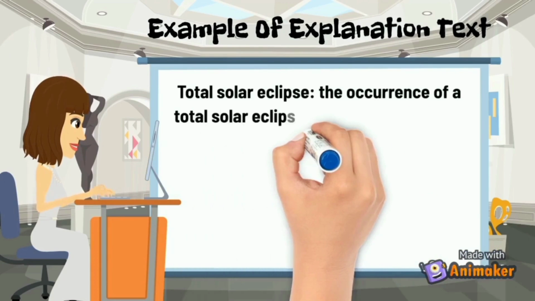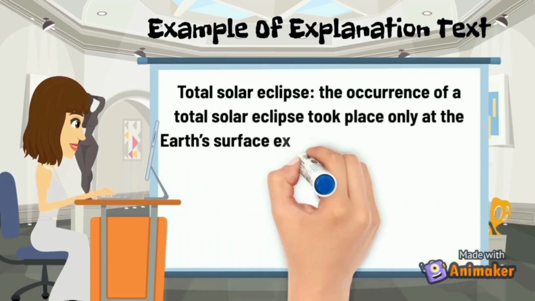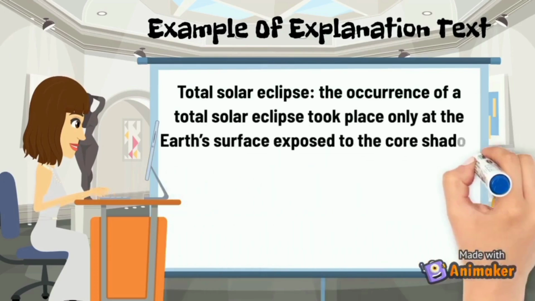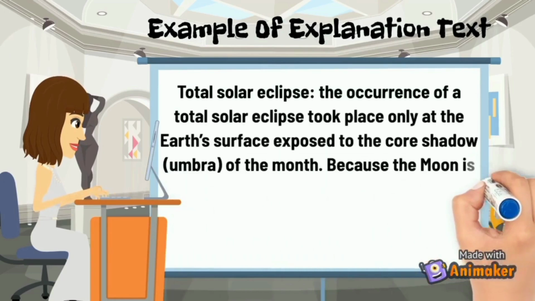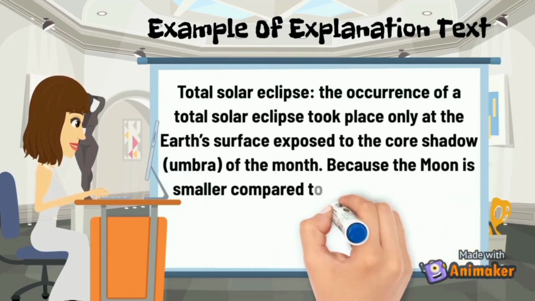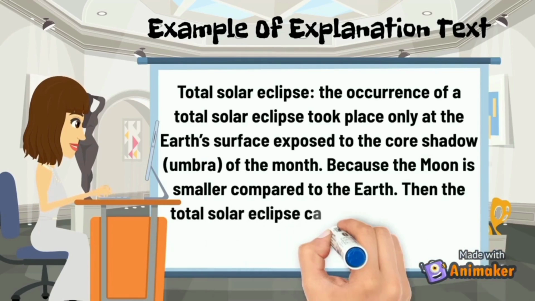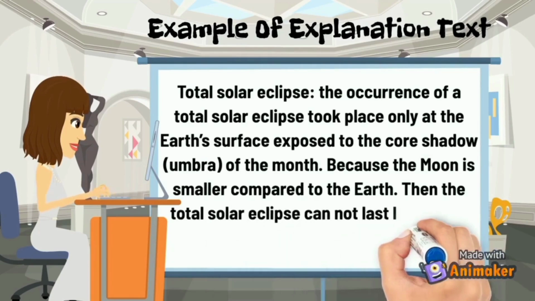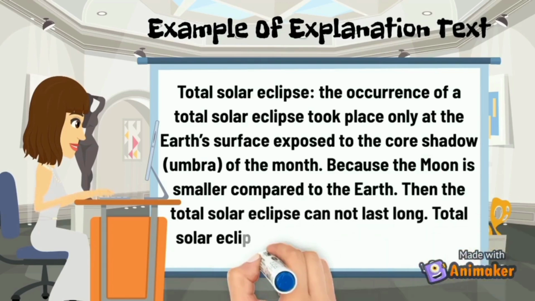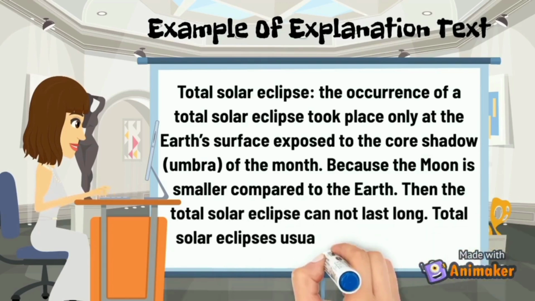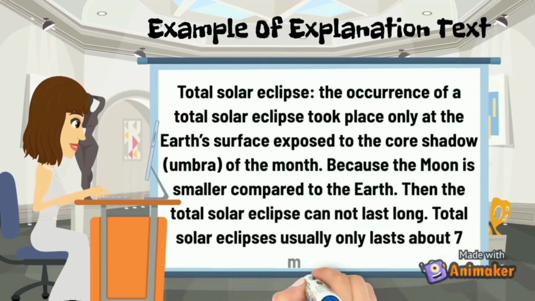Total solar eclipse. The occurrence of a total solar eclipse takes place only at the Earth's surface exposed to the dark shadow, the umbra, of the moon. Because the moon is smaller compared to the Earth, the total solar eclipse cannot last long. A total solar eclipse usually only lasts about 7 minutes.